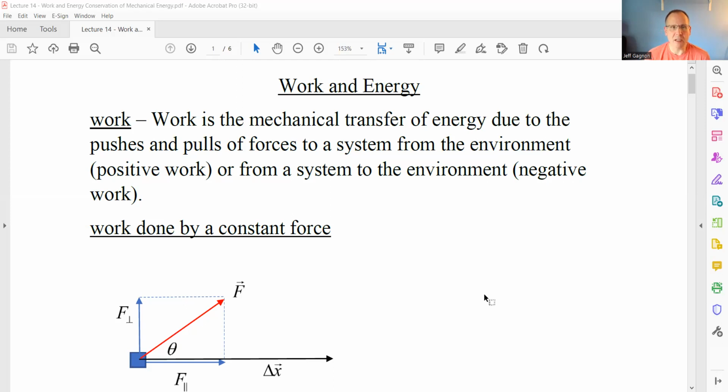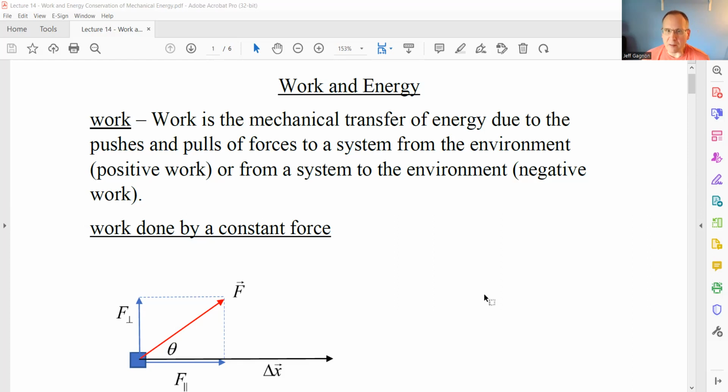So the first definition is work. Like, what does work mean? How is it defined in physics? So work is basically the mechanical transfer of energy. So it's a transfer of energy due to the pushes and pulls of forces, right? So it's due to the forces acting on the object somehow, they could be contact forces, they could be long range forces, right, acting on the object.